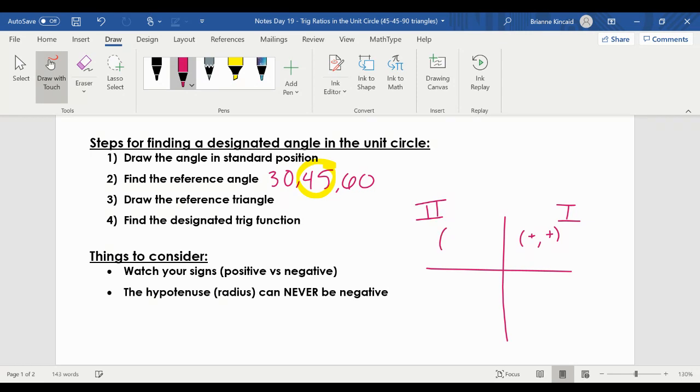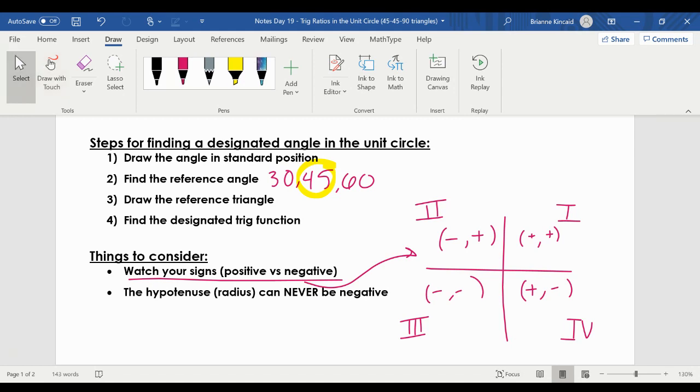If you're in quadrant 2, that means you're moving left and up. The x value should be negative, the y value should be positive. If you're in quadrant 3, you're moving left and down. Those are two negative directions. And if you are in quadrant 4, you are moving right and down. So it's positive and then negative. Watch the signs every single time. The hypotenuse, the radius, can never be negative.